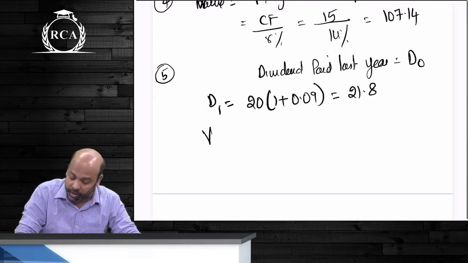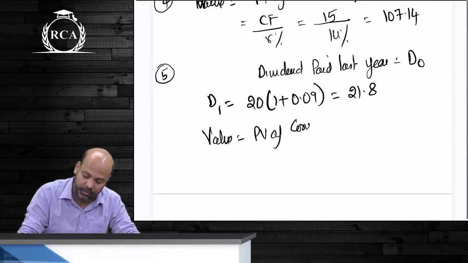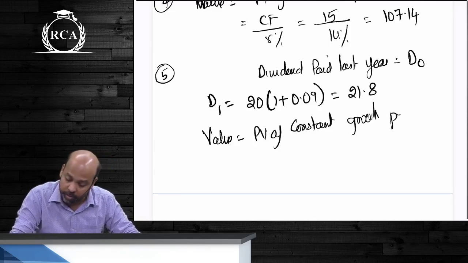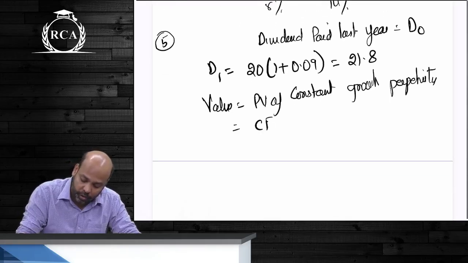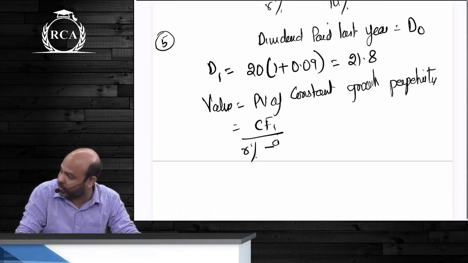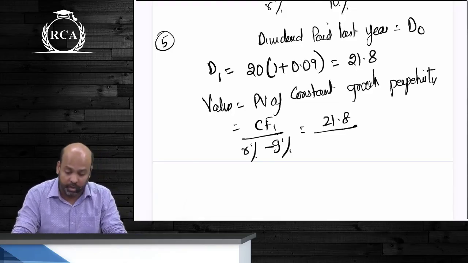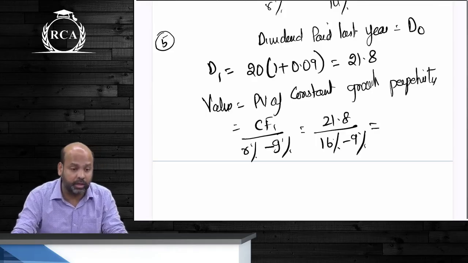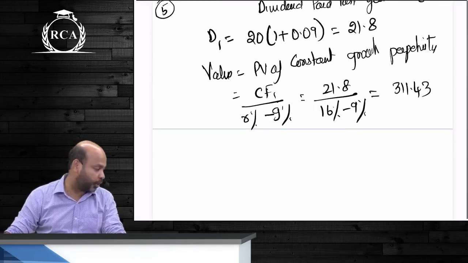Now you will write value is equal to the present value of this constant growth perpetuity. Please do not make this mistake. Present value of constant growth perpetuity: you write cash flow of year 1 divided by R minus G. That is 21.8 divided by 16% minus 9%, that is 7%. So the value of the equity share, beta, would be 311.43 rupees.